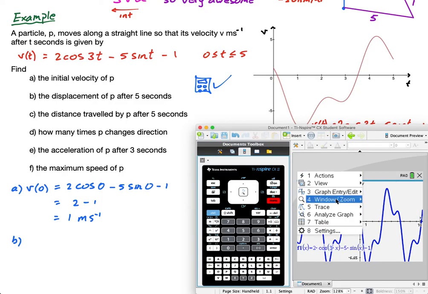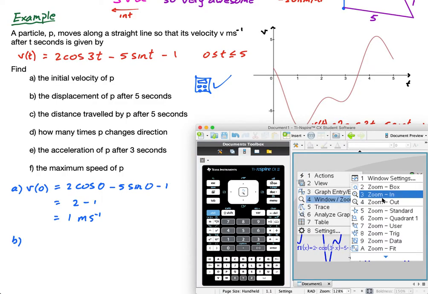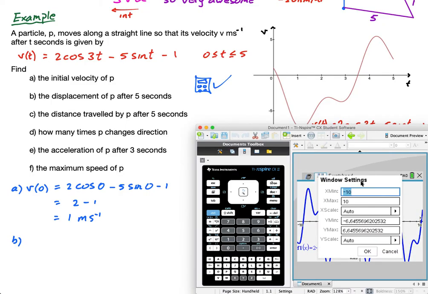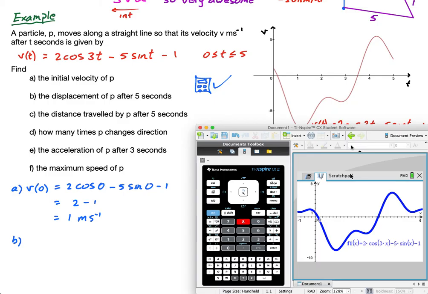I'm actually going to get the zoom to work a bit better. Now, because they've given me the graph, I like the Windows settings because I can just put the settings to what they have, like 0 to 5 and let's say negative 10 to 5. But I'd actually prefer to go a little bit more than what they give me. So I'm going to go from negative 1 to 6, and I'll go from negative 10 to 8. See how that looks. Okay, fine.